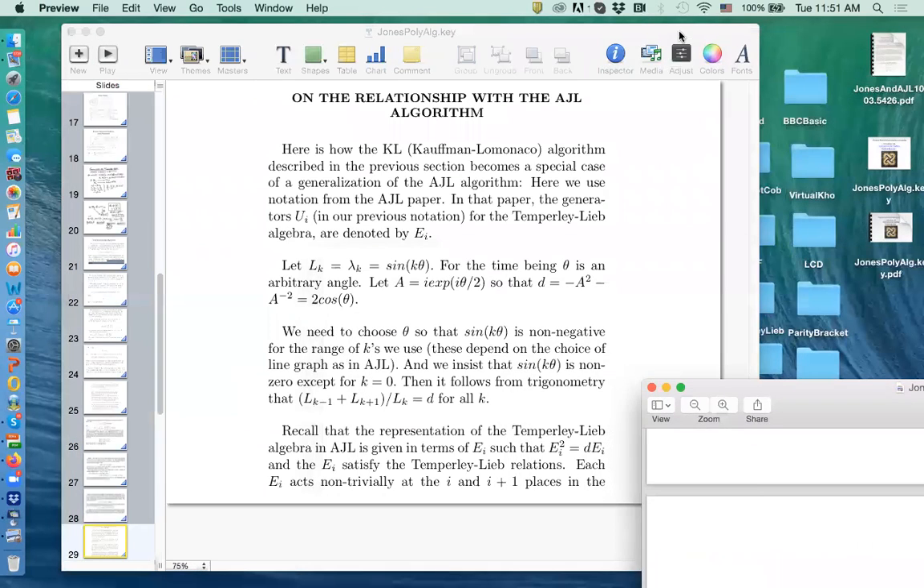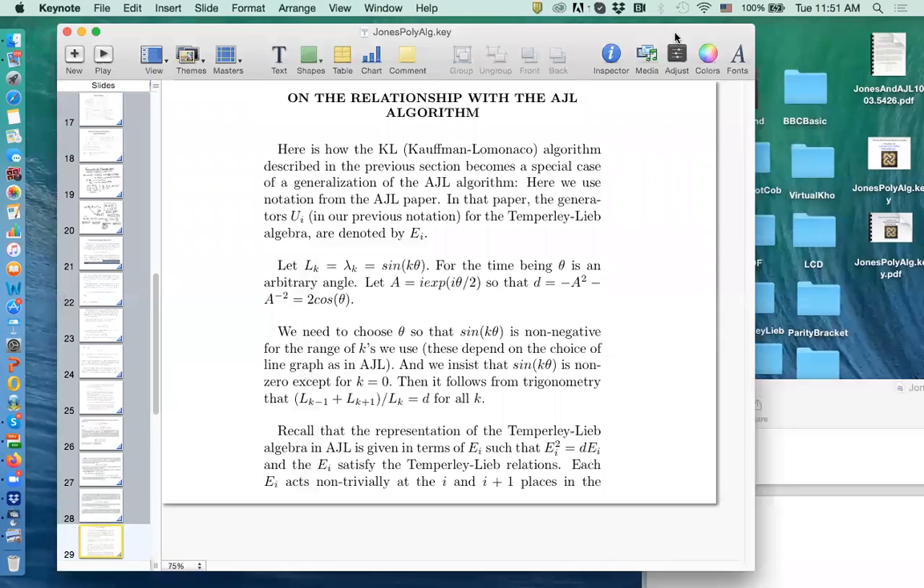So here, let's walk through this a little bit. I'm going to let lambda_k be the sine of k theta. And I'm going to be wanting a unit complex number for A. They use i e to the i theta over 2 rather than e to the i theta like we did, okay? And then that conveniently makes the loop value equal to 2 cosine theta, and there's no sine there.